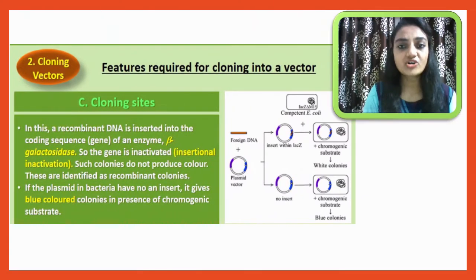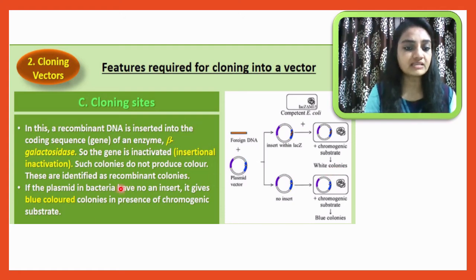In the chromogenic substance method, the recombinant DNA is inserted into the coding sequence which is responsible for beta-galactosidase. Beta-galactosidase is the enzyme responsible for lactose digestion. So this gene will be inactivated, and this process is called insertional inactivation. As I told you earlier, such a colony does not show any color change and produces a white colony. That is an indication that recombination occurred.